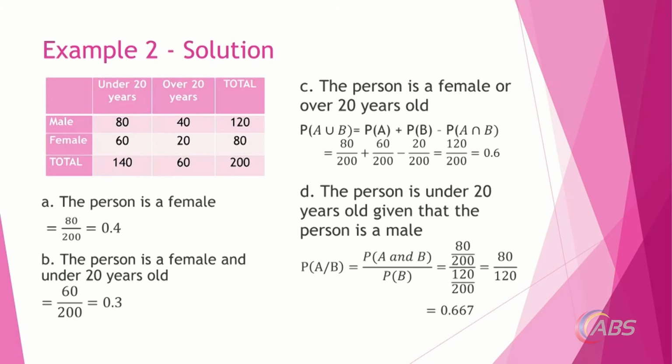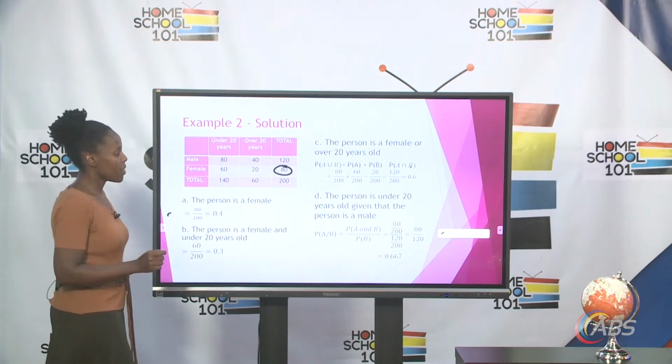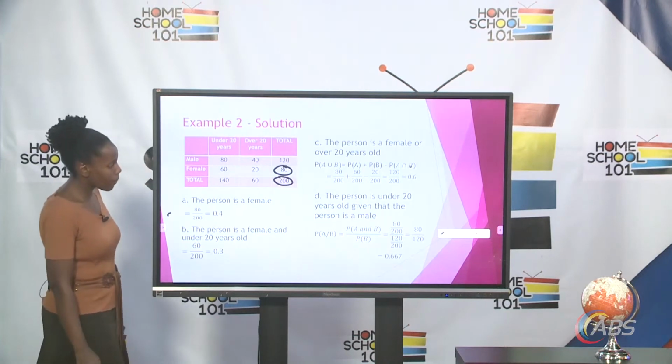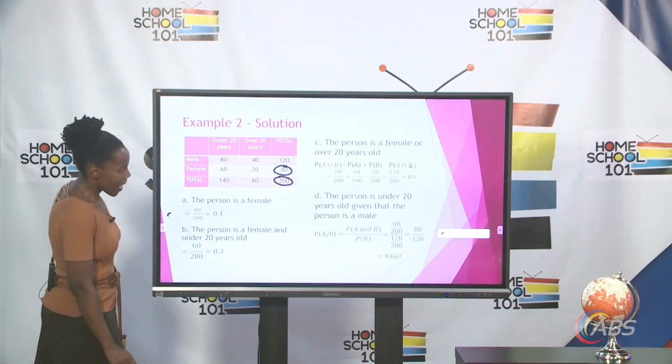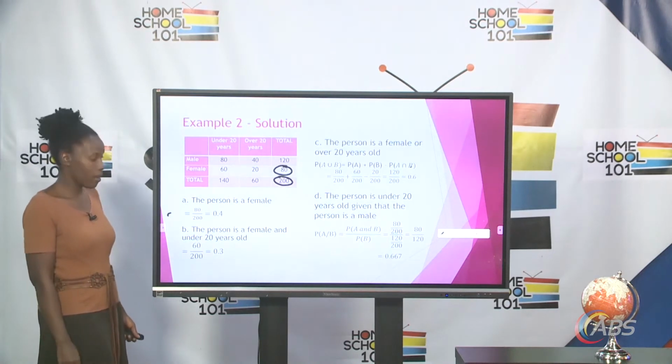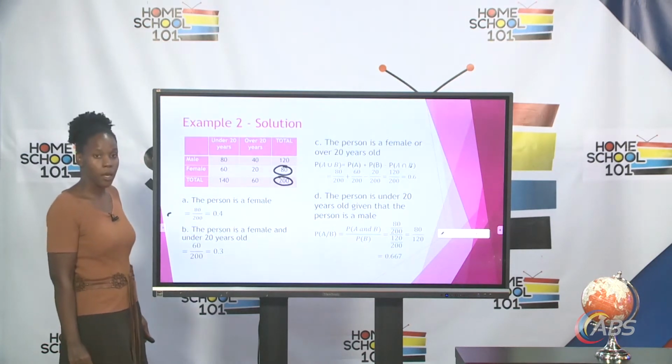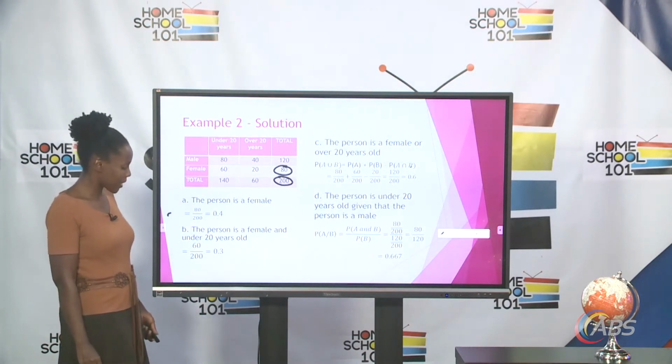So for the first question, it says the person is a female. So again, what we would need to do is to look at the total number of females. If we look, there are 80 females. There's a total of 200 persons. Therefore, to find the probability that the person is female, it would be the total number of females, which is 80, divided by our total sample, which is 200. Hence, the probability that the person is female is 80 divided by 200, which is equal to 0.4, or 40%. The probability is 40% that the person selected is female.